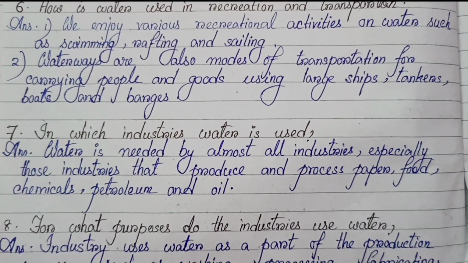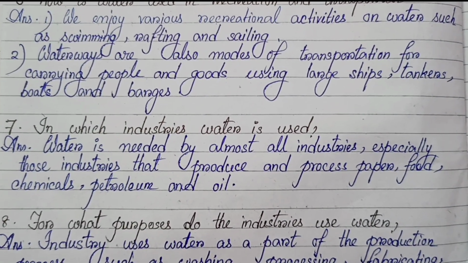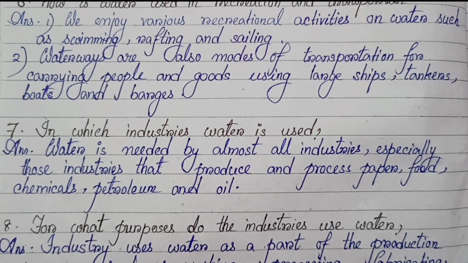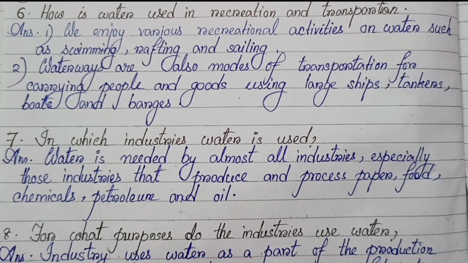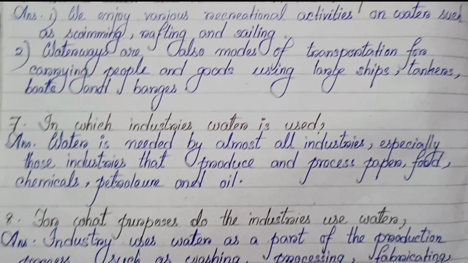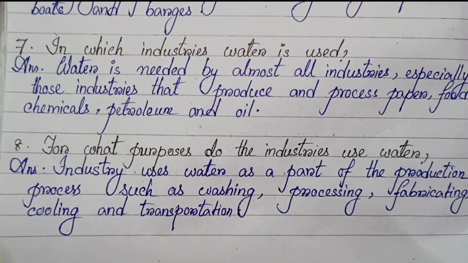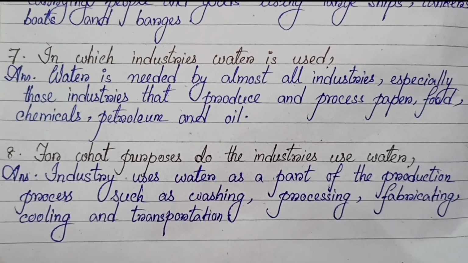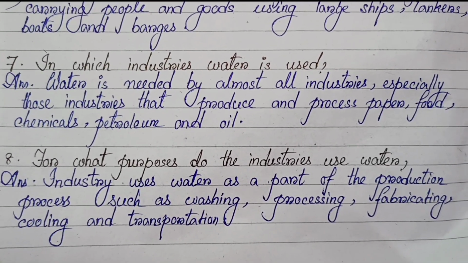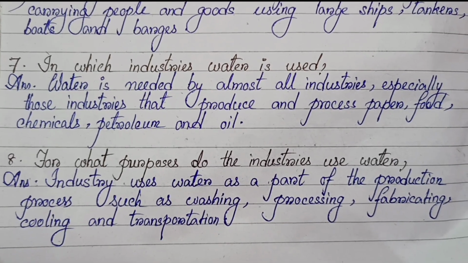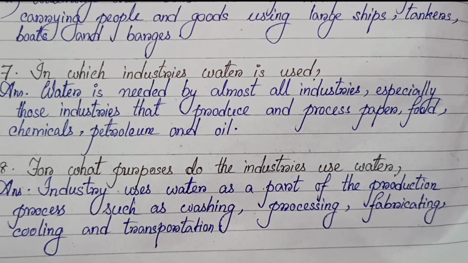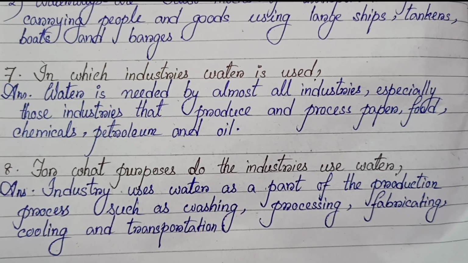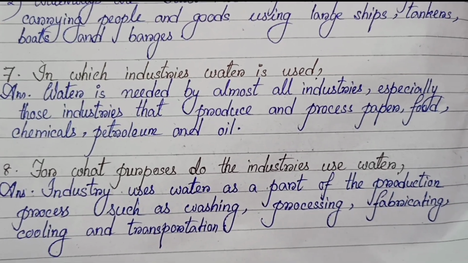Number 7, in which industries is water used? Water is needed by almost all industries, especially those industries that produce and process paper, food, chemicals, petroleum and oil. Number 8, for what purposes do the industries use water? Industry uses water as a part of the production process, such as washing, processing, fabricating, cooling and transportation.